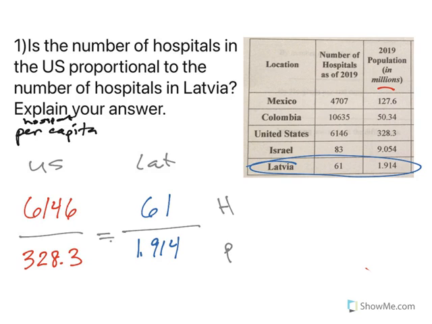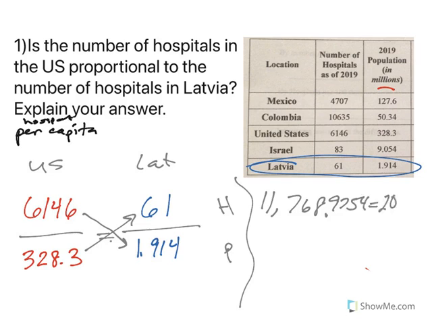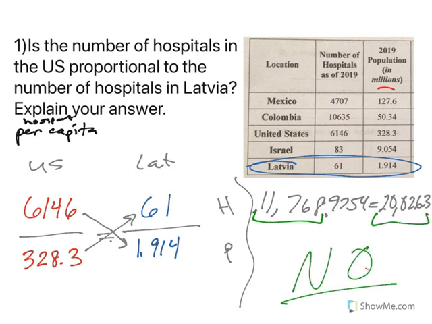So now we do our cross multiplication. 61 times 328.3 and 6,146 times 1.48. Okay, so we end up with 11,768.9754 equals 20,026.3. Now, if you compare just 11,768 compared to 20,026, the answer here would be no, they are not proportional because those are not even close to being equal, right? So the answer is no.